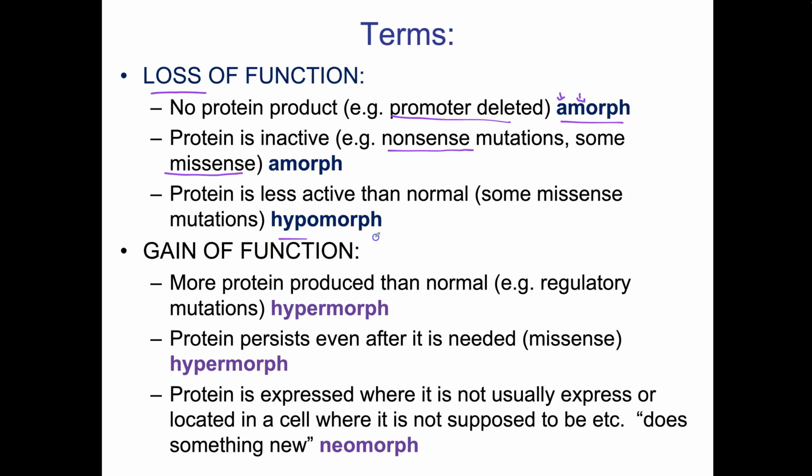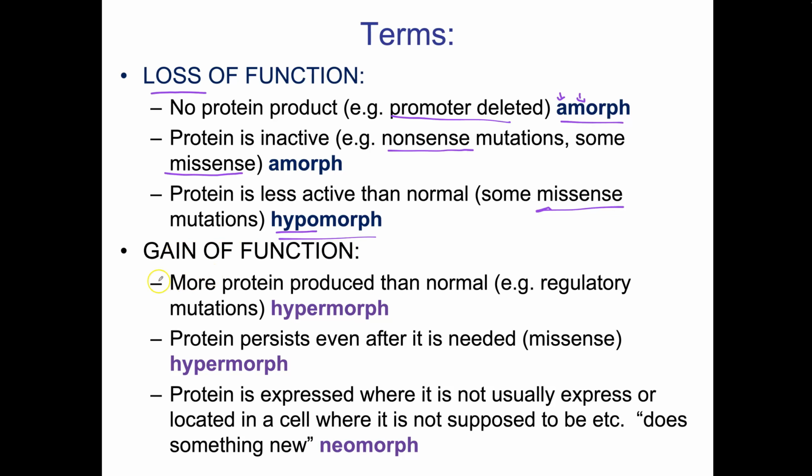But there's also hypomorph. Hypo means under, and so this means there's less of the function. So the protein is there and it's doing the job, but it's not doing it very well. And a lot of missense mutations give you that. You've got an amino acid change somewhere in the protein and it causes it to fold a little bit strangely. And so the active site isn't quite as effective at binding its substrate or performing whatever the job is. And so it kind of struggles along, but it's not able to do the job very well.